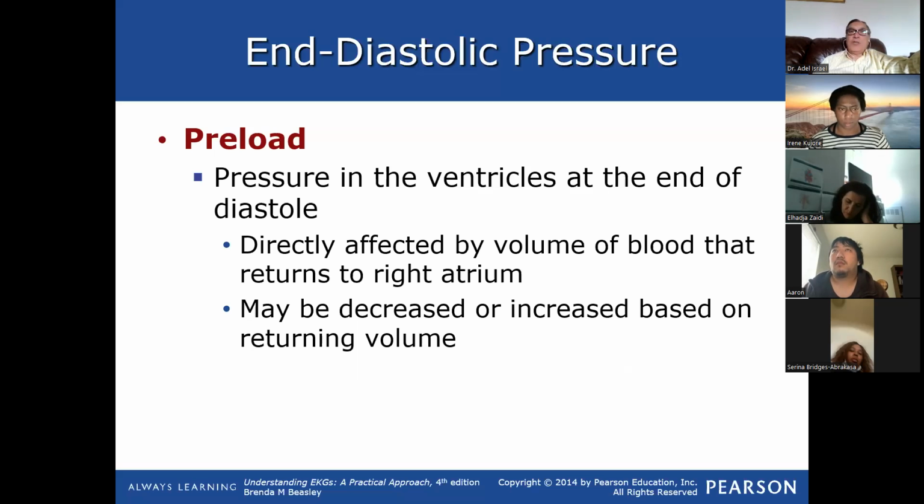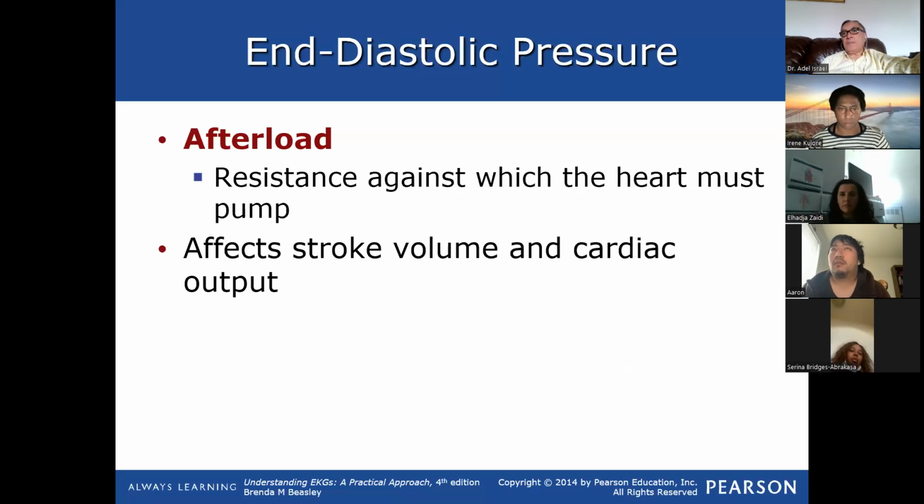We have another one, which is afterload. What is afterload? It is the resistance. Remember, we have two words, distance and resistance. So it is the resistance against which the heart must pump. Make a link between these two words, resistance and distance. If the distance is big, the afterload will be big. If the resistance is high, like in atherosclerosis, or we are not doing exercise, this will also affect the afterload of the heart.